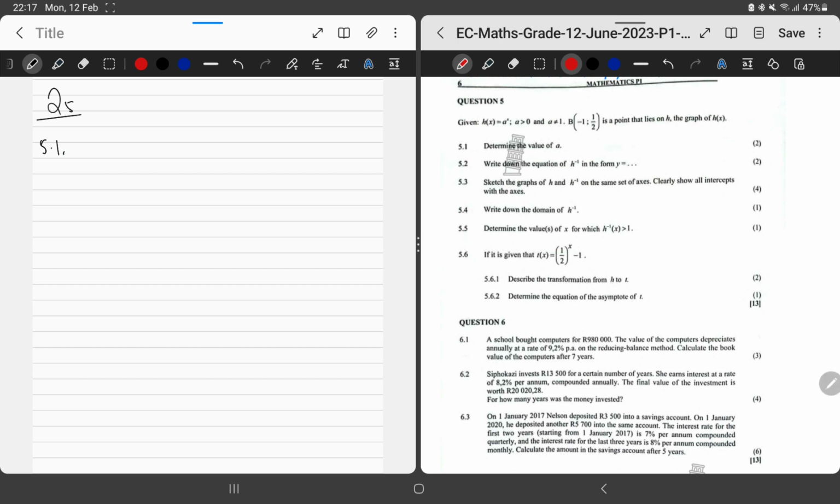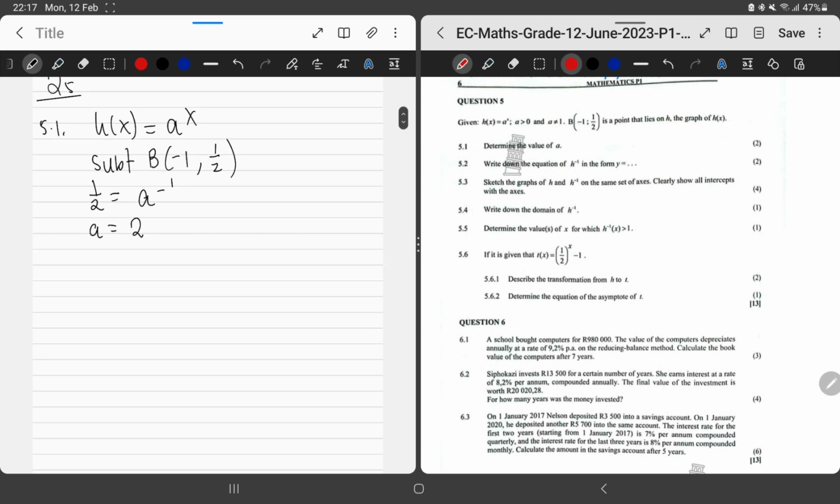5.1. Determine the value of a. h of x is equal to a to the exponent of x. We can substitute the point b because it lies on h, 1 over 2. This is the y value. The exponent is -1. In order to find the value of a, I'll just find the inverse. So a should be equal to 2.